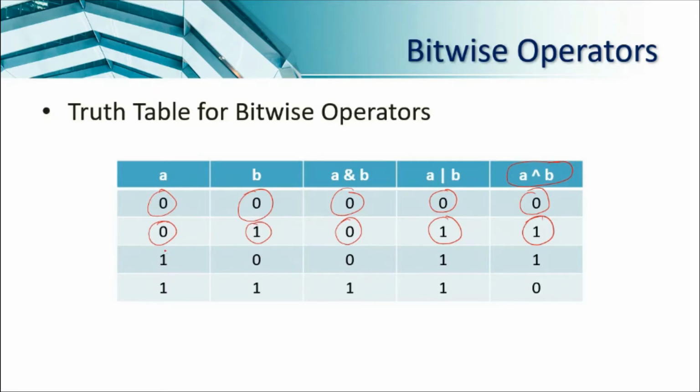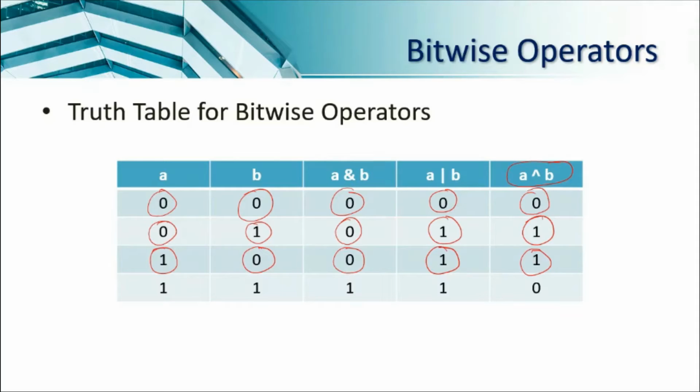Then the next is 1 and 0. A is 1 and B is 0. Again, A AND B is 0 because only A is 1. A OR B becomes 1 because either of them needs to be 1 for A OR B to be 1. Then A XOR B is again 1 because both are different, A is 1 and B is 0.